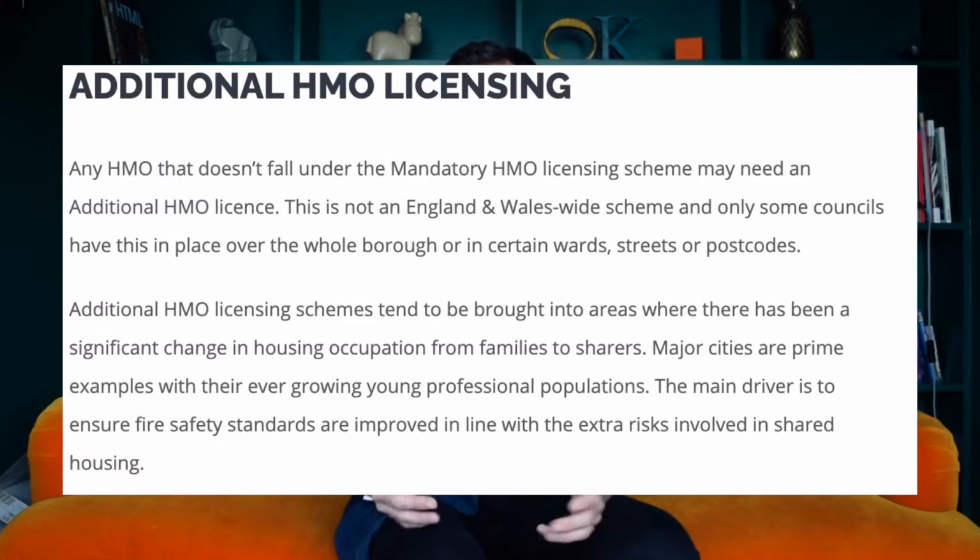Now some councils have brought in what is called additional licensing. This means that they will look for you to apply for a licence if you have maybe 4 unrelated people or even 3 unrelated people, depending on what that particular council is looking for. So your first job is to go and look at your local council and find out, do you actually need a licence?